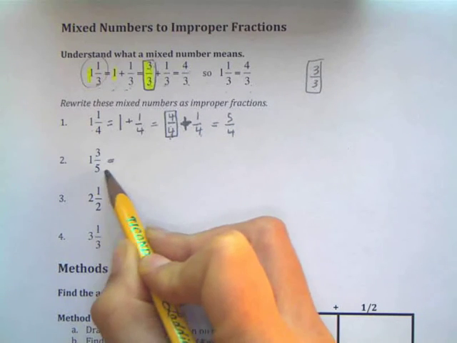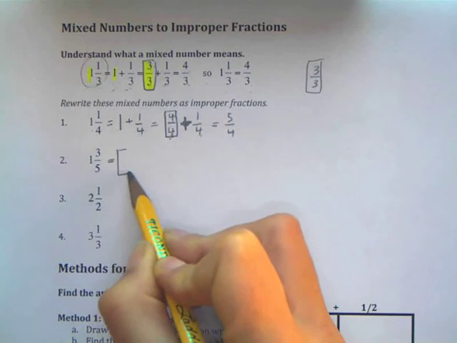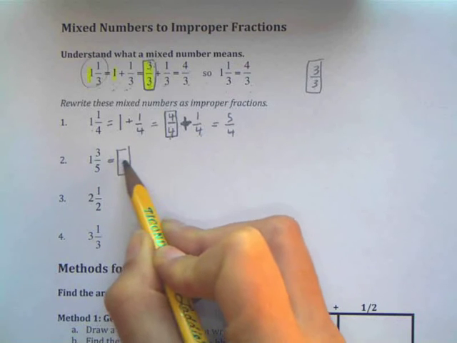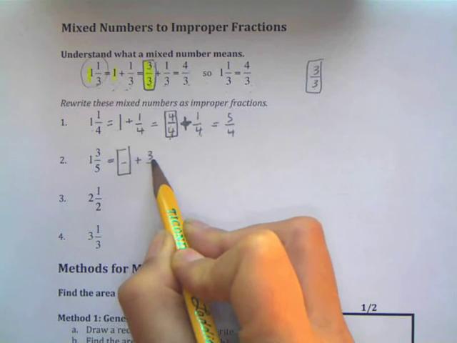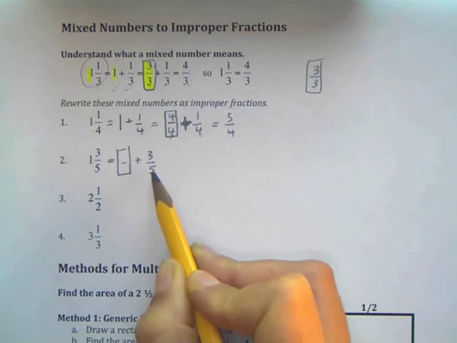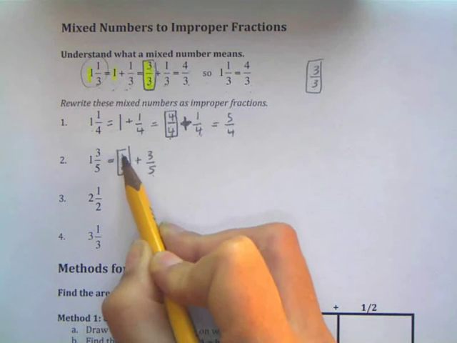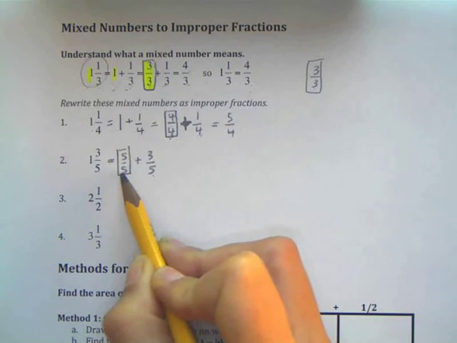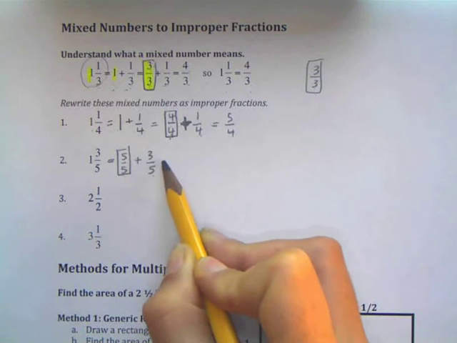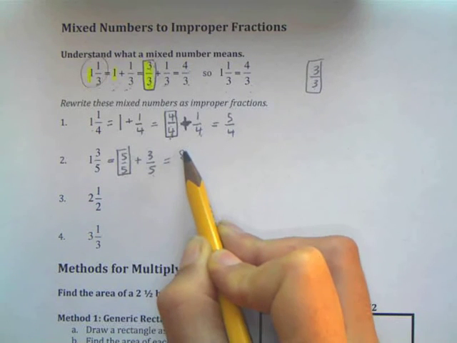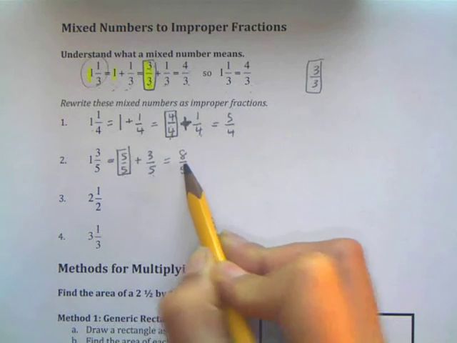So same thing. 1, and I'm going to just start with the giant 1. 1 and 3/5. And then what I'm going to do is in order to add, I have to have the same denominator. So this giant 1 is 5 over 5. Plus 3 over 5 gives me 8/5.